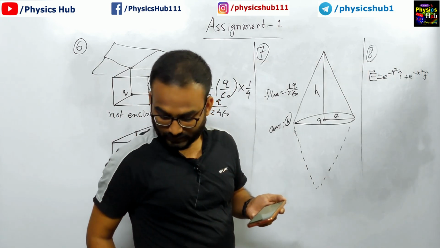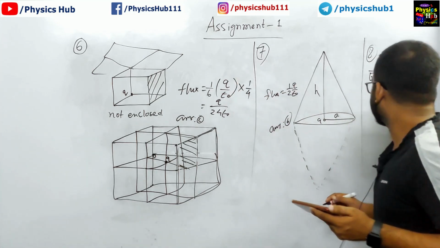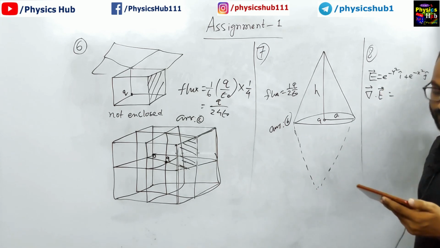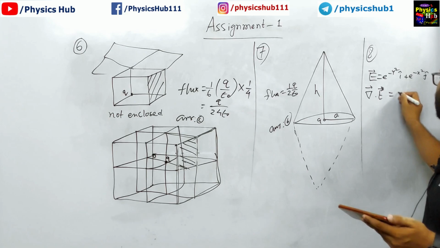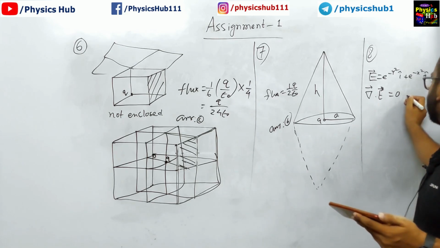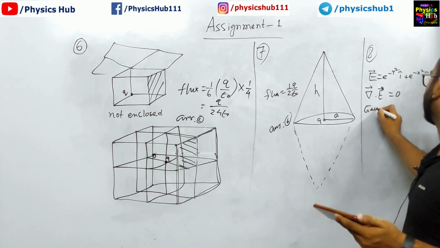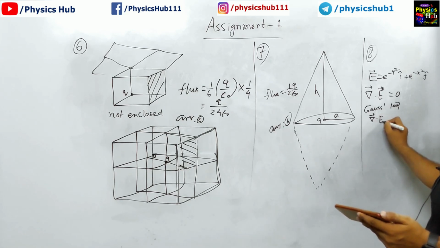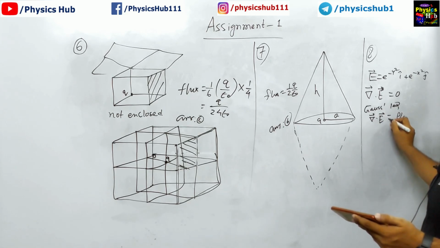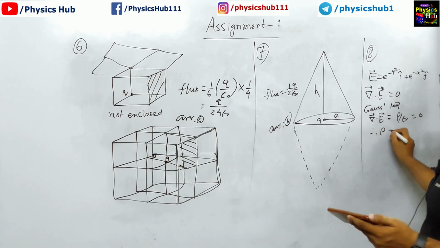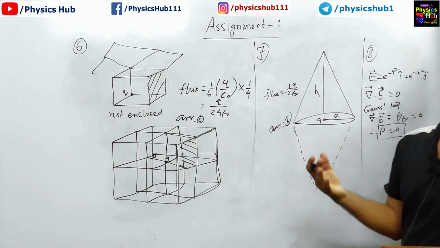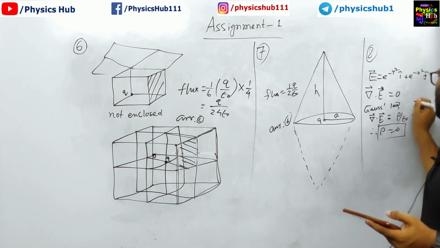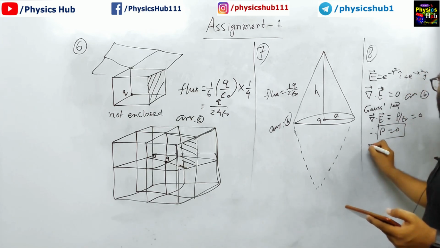For this electric field, let's calculate the divergence of E. If you calculate it, you will get 0. So divergence of E is equal to 0, and from the differential form of Gauss law, what do you know? The differential form of Gauss law gives you divergence of E equals rho upon epsilon naught. So if divergence of E is equal to 0, that directly corresponds to rho equals 0. Rho is the volume charge density, so rho equals 0 means there is no charge distribution. So from this logic you get option B correct.